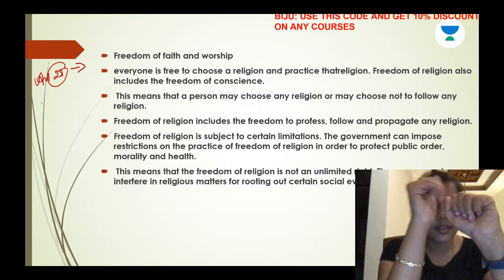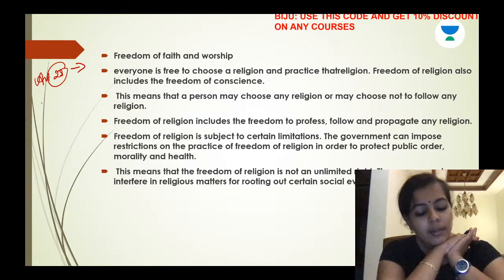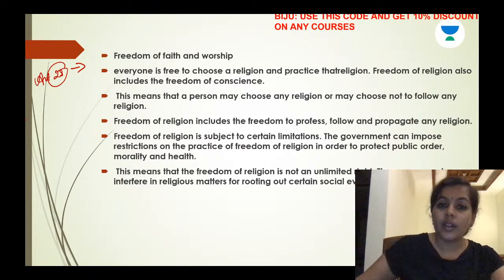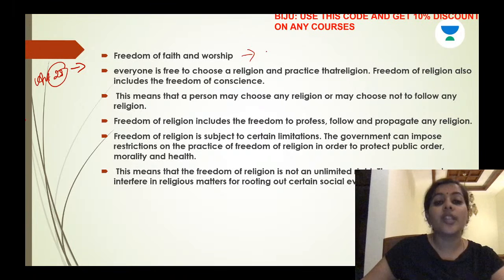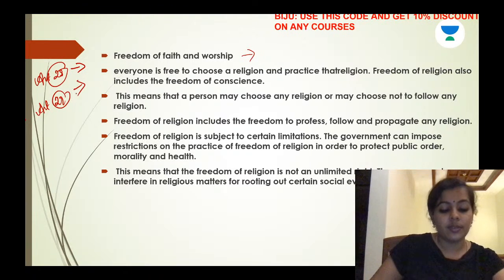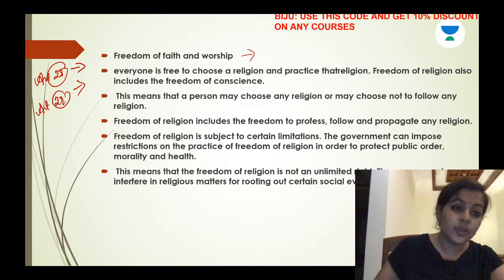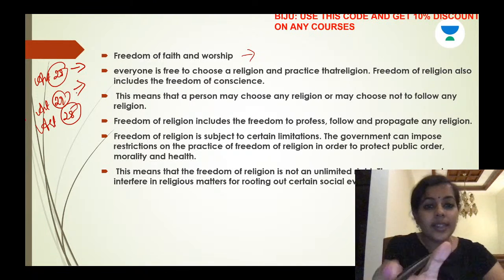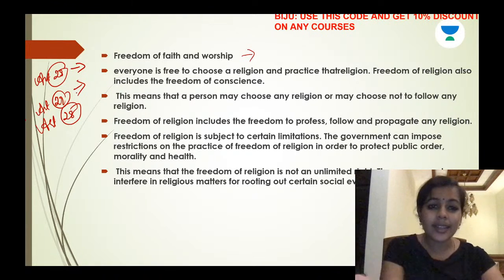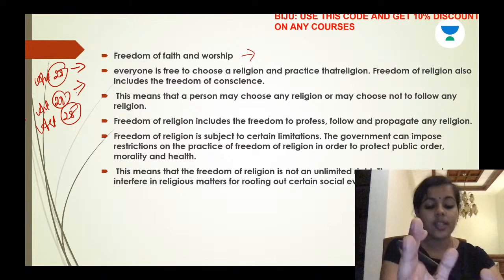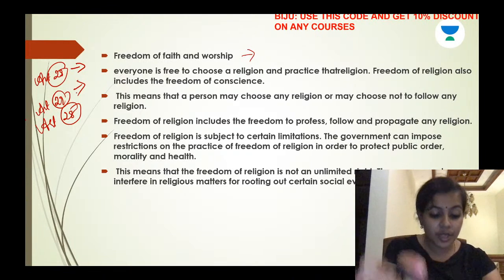What is Article 26? Article 26 is freedom to manage religious affairs. You can manage your own things. That is, religious minorities can establish their own institutions, and these can be protected. Then Article 27. What is Article 27? Article 27 is freedom as to payment of taxes for promotion of any particular religion. Then Article 28. We are discussing this only in a nutshell because this is related to the NCERT compilation. Article 28 means freedom as to attendance at religious instruction or religious worship in certain educational institutions.